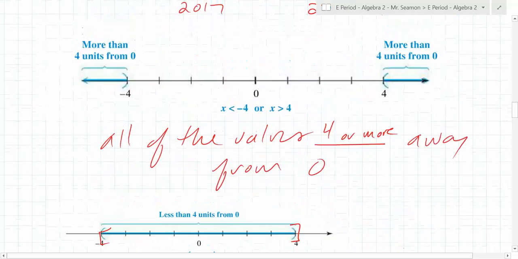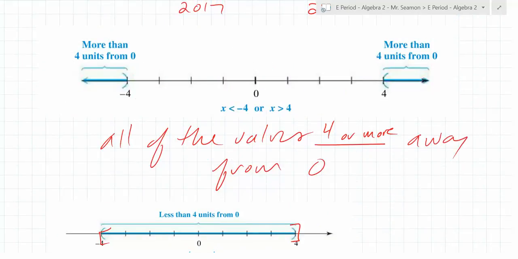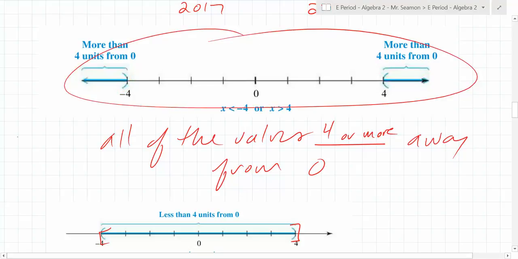Let's go back up here. What's the only thing that's going to change on this? What would the equation be for this one right here? I'll give you a hint. It's going to be x minus something, and then instead of less than, it's going to be greater than 4.